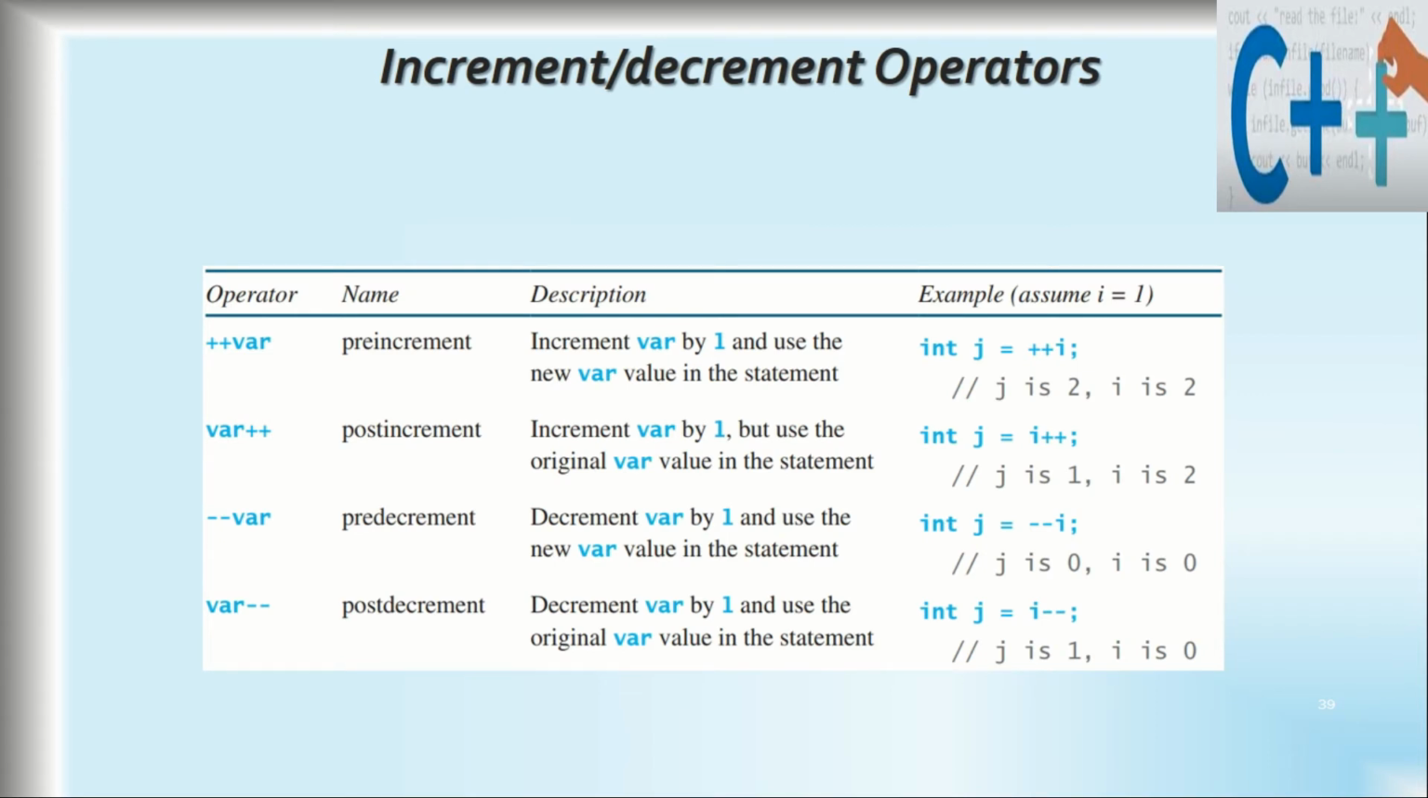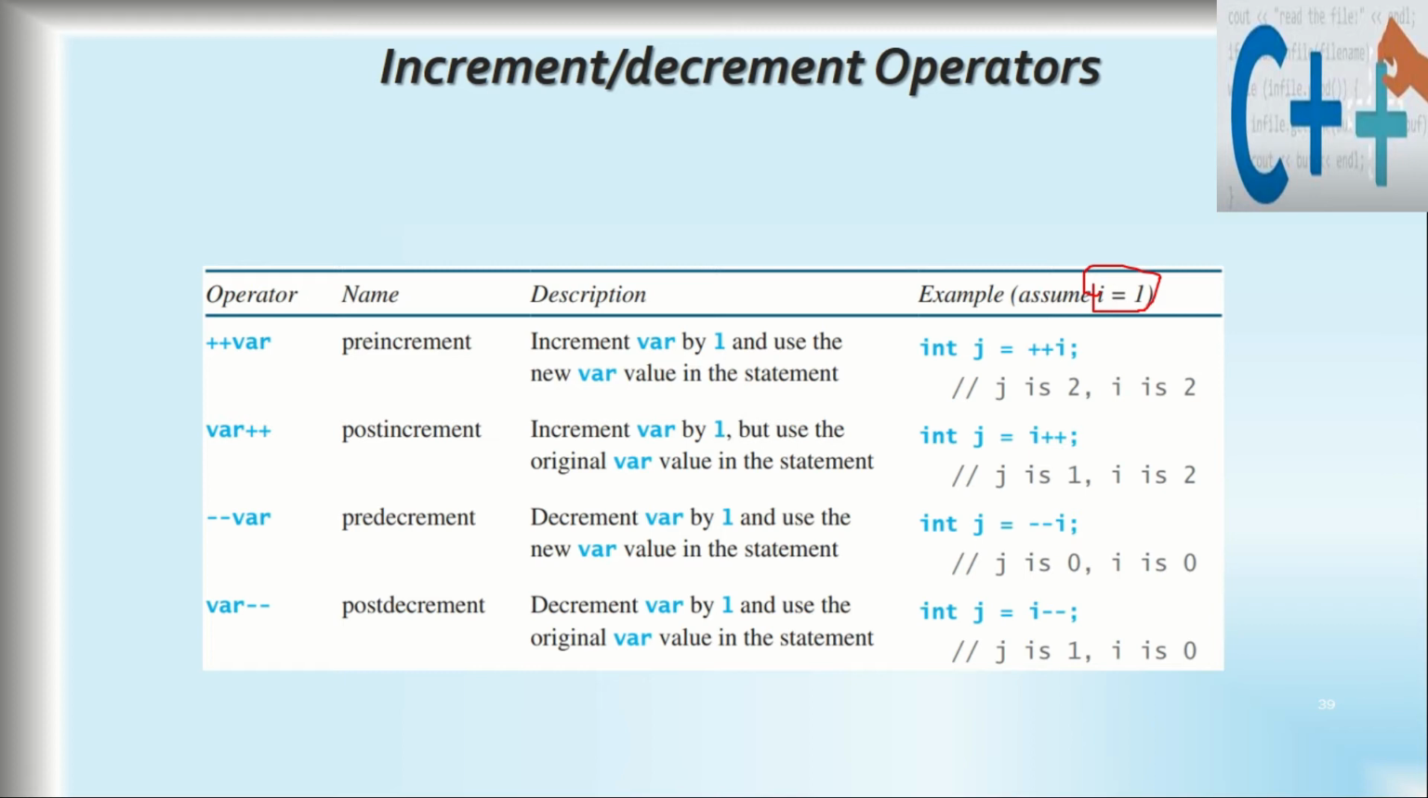Okay, increment and decrement operators: plus plus var, var plus plus, minus minus var, var minus minus. The names are pre-increment, post-increment, pre-decrement, post-decrement. Pre-increment increments var by 1 and uses the new value in the statement. Int j equals plus plus i. Assume the first value is i equals 1. Then j is 2 and i is 2.